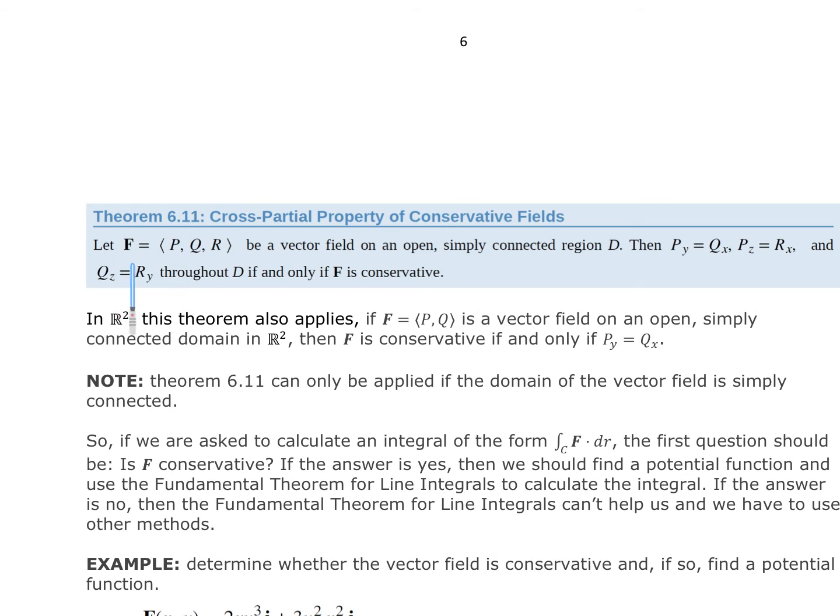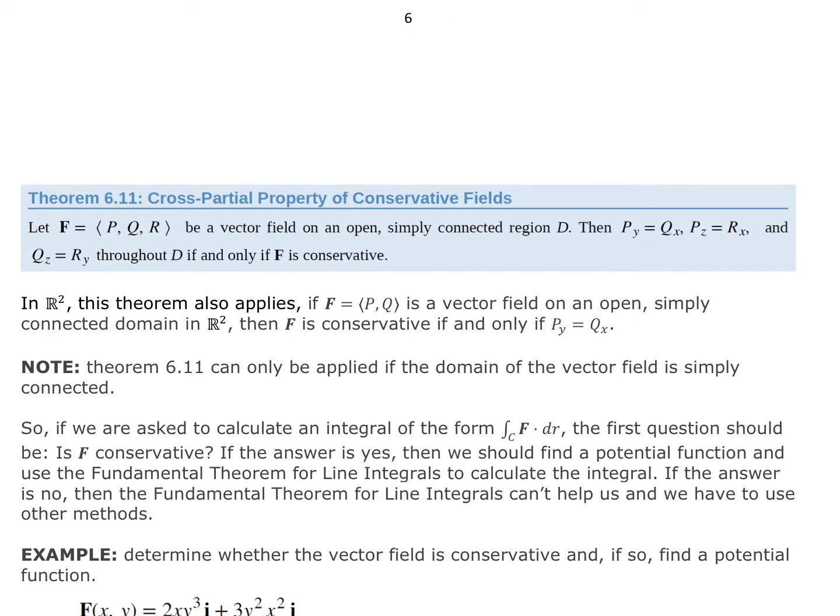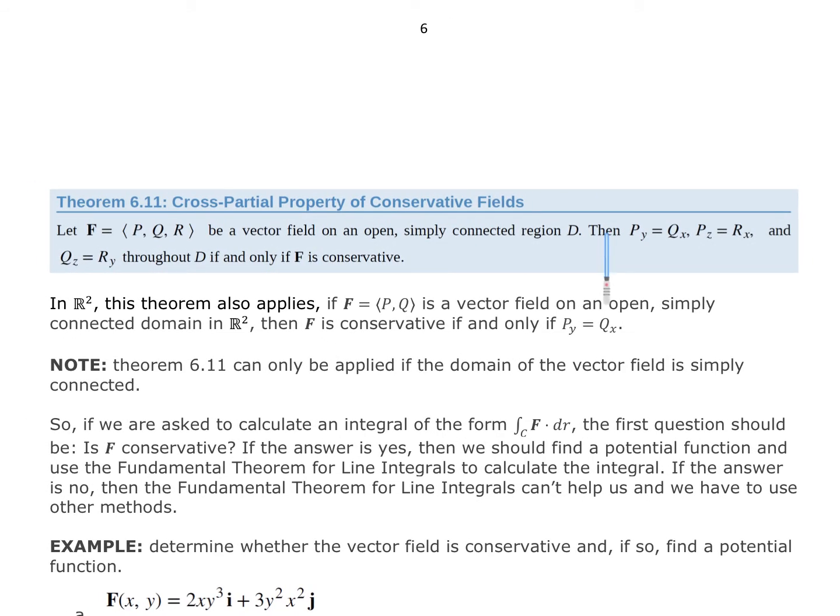So, this theorem says, let F be this vector field where P, Q, R are in the x, y, z positions, a vector field on an open, simply connected region D. Then the partial of P with respect to y is equal to the partial of Q with respect to x, and the partial of P with respect to z is equal to the partial of R with respect to x. And lastly, the partial of Q with respect to z is equal to the partial of R with respect to y throughout D, if and only if F, my vector field, is conservative.